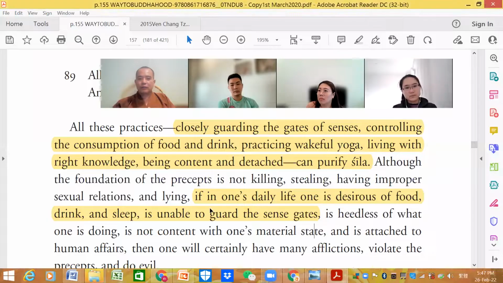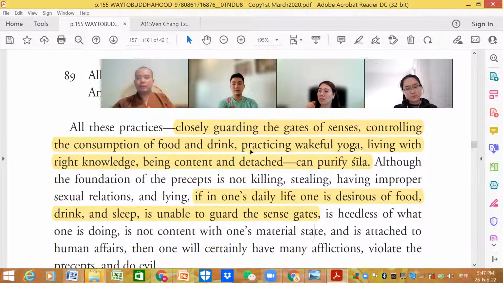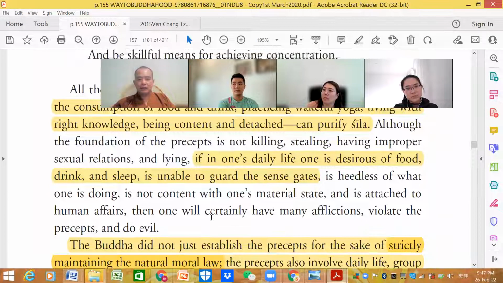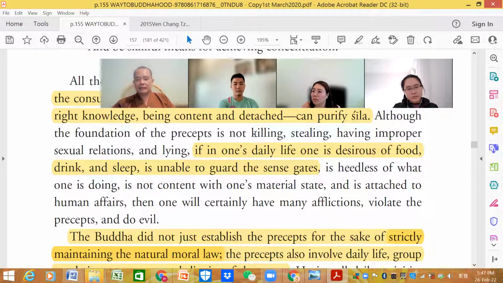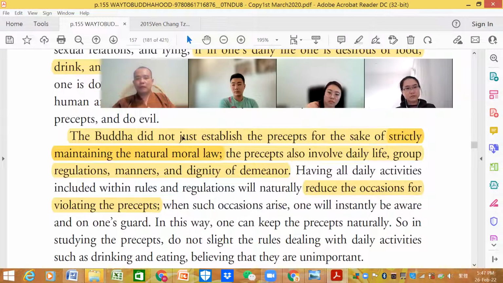So that's why in Buddhism, if you do not control all this, you cannot purify the sila. In daily life, if you cannot control or guard the sense gates, it is a disaster. So the Buddha established the rules not only to strictly maintain the natural moral law. No, more than that. We want to reduce the occasions for violating the precepts.